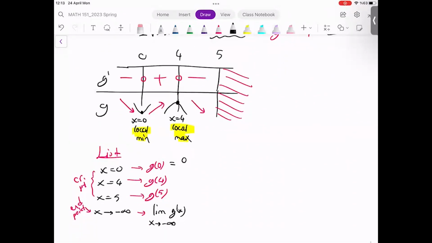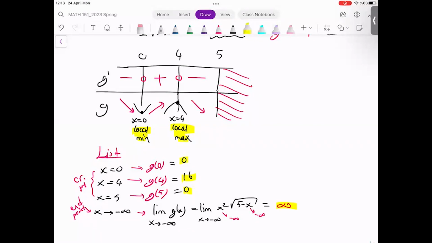So you can easily compute these limits, like 0, 16, 0, and also the limit, let's compute it, of x squared times the square root of 5 minus x. What is this limit? What do you think? You are inserting minus infinity for x. So if this goes to minus infinity and this goes to minus infinity, you can see that the result is plus infinity.